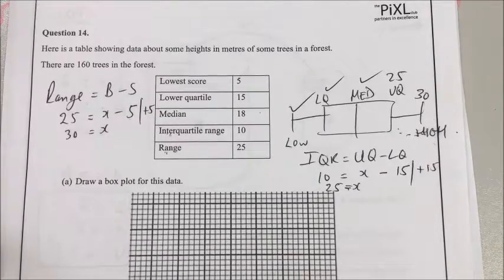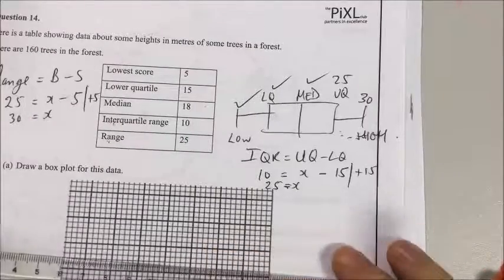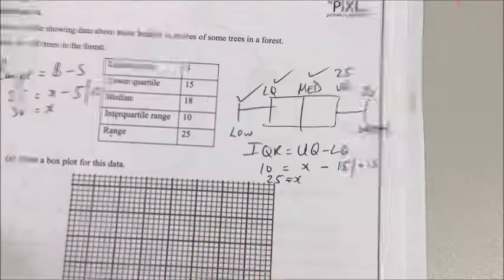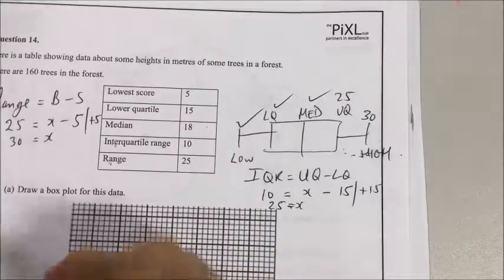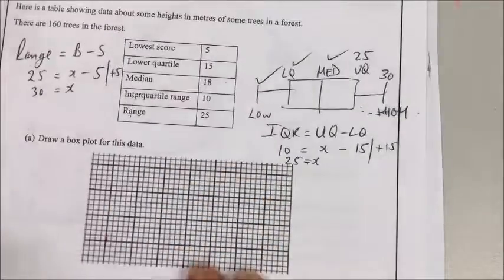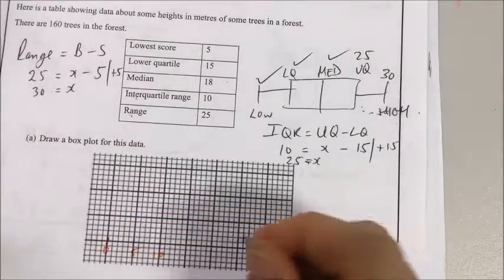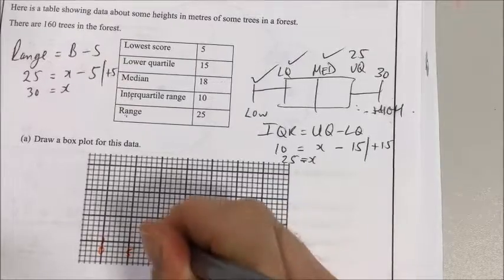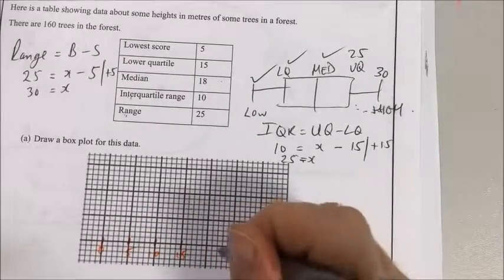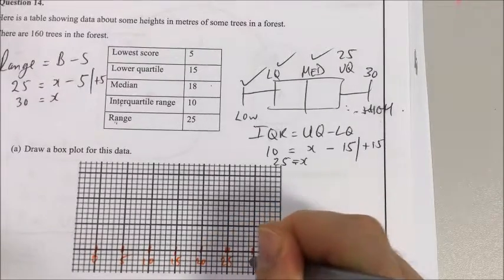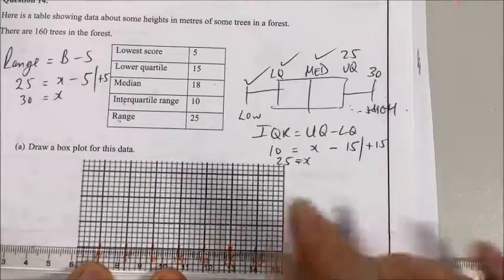So to draw this, you need to get yourself a scale. Let's have a look. It's going up to 30. How many boxes have I got? Whole boxes: 1, 2, 3, 4, 5, 6. So I can go up in 5s. I'm using a different colour because it's difficult to see. So 0, 5, 10, 15. I like to do the notches as well. 20, 25, and 30. You've got to have a scale, otherwise you can't draw it.